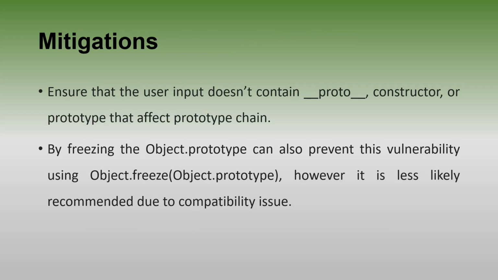Coming to the mitigation part of prototype pollution. Whenever a user is supplying input through any input field or through the URL or from anywhere, you should sanitize that input first. You should see if that input contains keywords like underscore underscore proto or constructor or any prototype that affects the prototype chain, and you should block those inputs at the very beginning. Another mitigation is that you can freeze the prototype of the object using the freeze function, which is also available in JavaScript, so that no one would be able to pollute the prototype of the object.